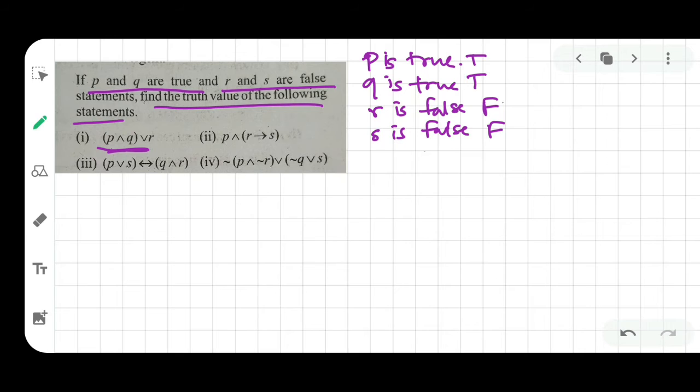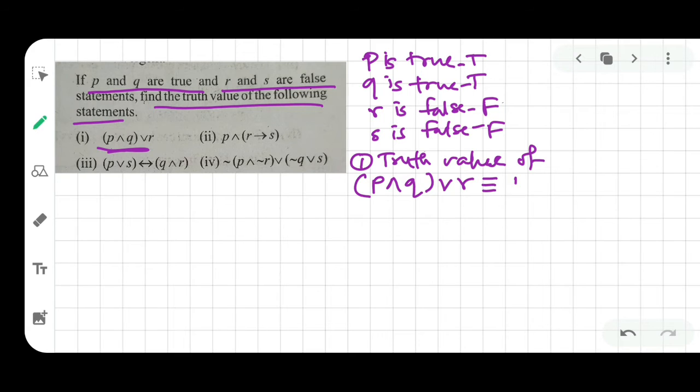Now the first statement. We want to find the truth value of P and Q or R, which is: P is true and Q is true or R is false. True and true, we know, is true. So we have true or false, and true or false is true, and that's why the first statement is true.